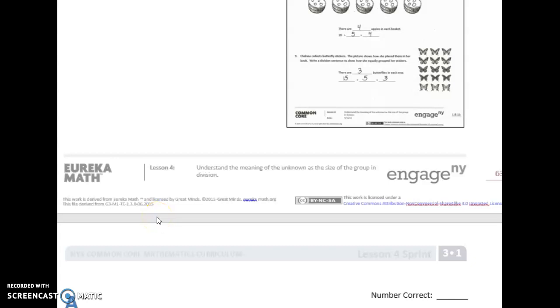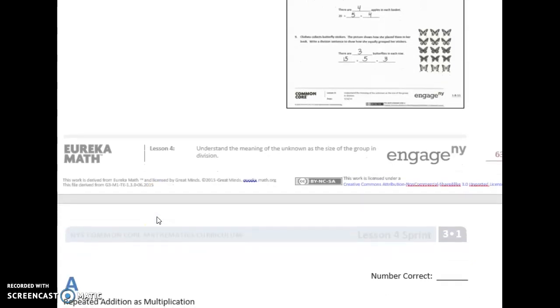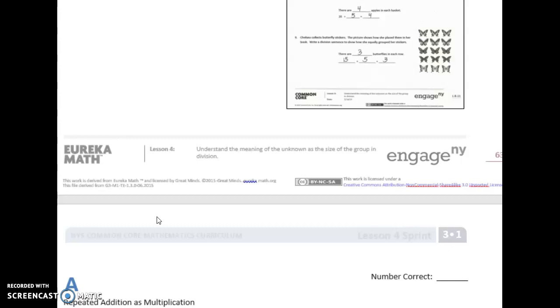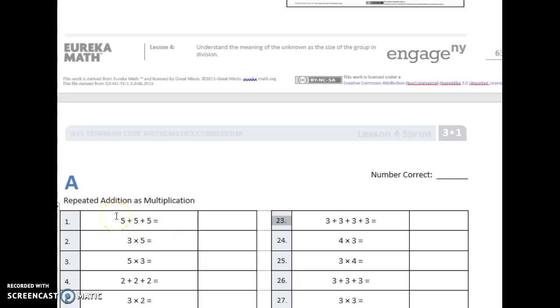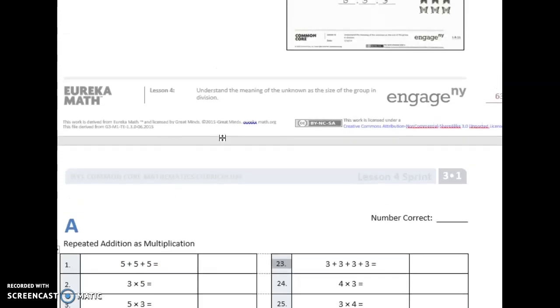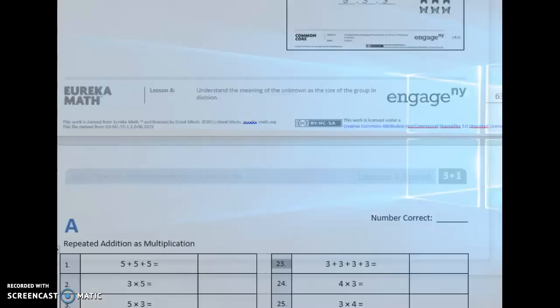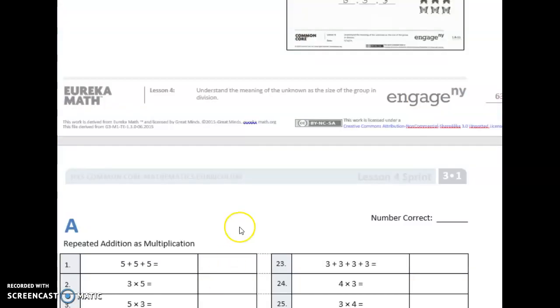Hey mathematicians, for our sprint today, you have repeated addition as multiplication. So we know that multiplication and repeated addition are the same thing. You're going to have a mix of problems written as repeated addition, like number 1, and also multiplication problems. You will have 1 minute to do as much as you can. You're going to begin in 3, 2, 1, go.